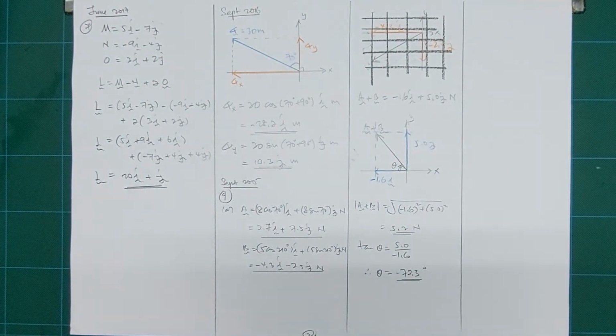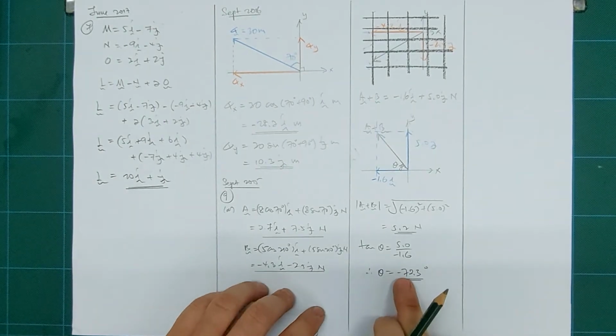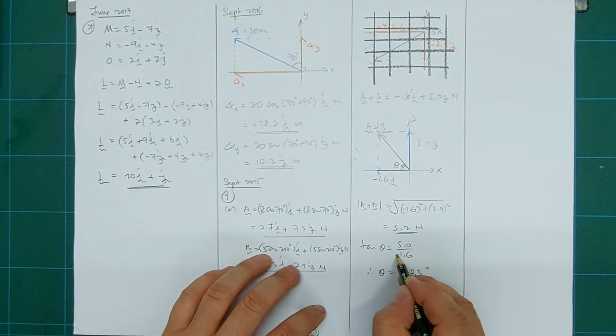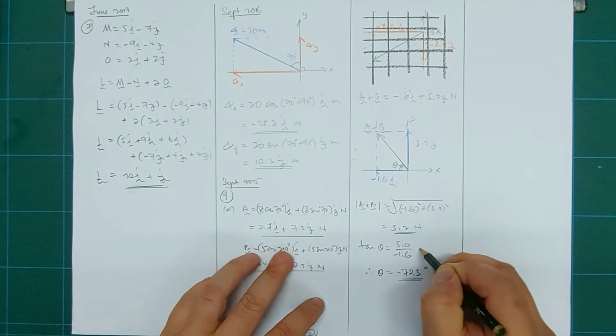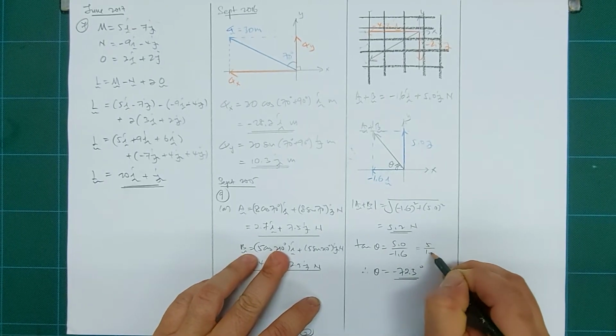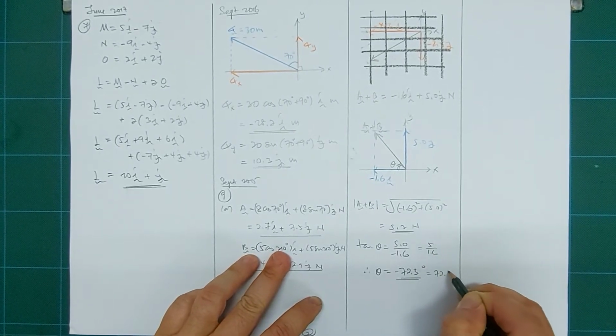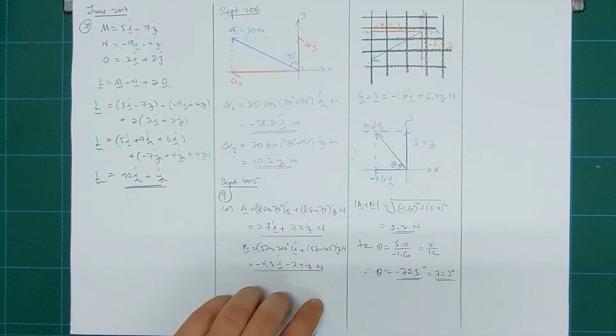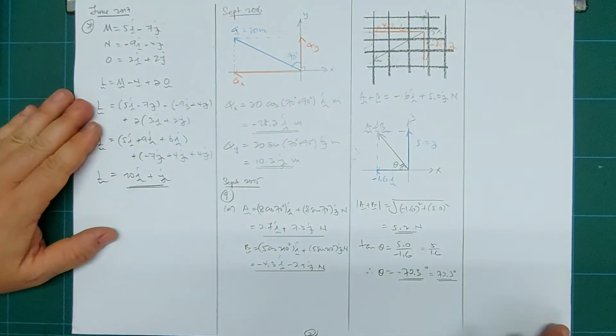You don't even have to explain that. You can simply put the answer as a positive value, or you drop that sign. So this one can be something like 5 over 1.6, so that your answer is 72.3 degrees. You get the same marks. All right, next.